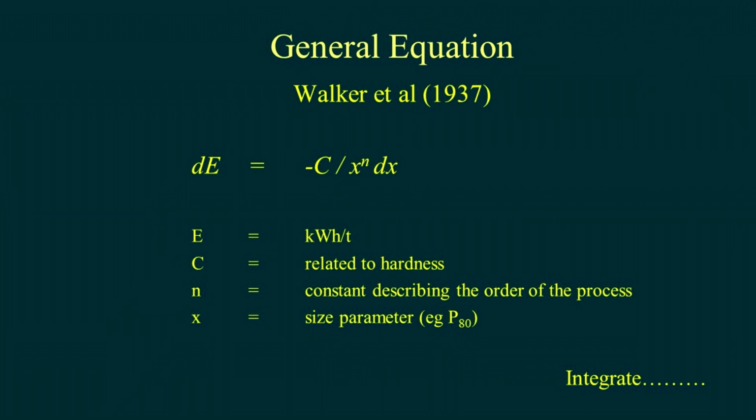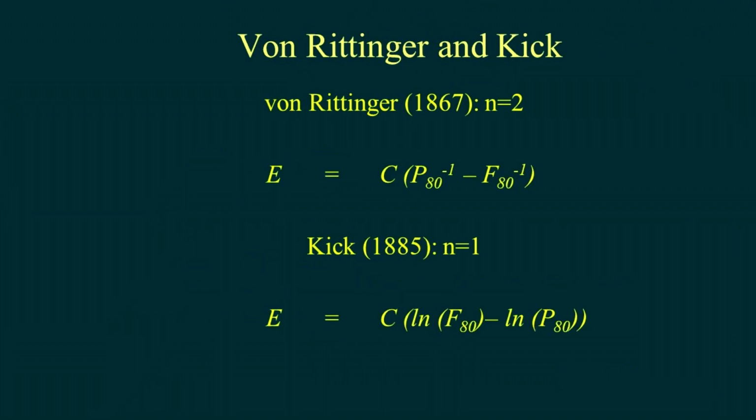If we integrate that, we then set N, the exponent, to 2, you end up with von Rittinger's equation. That goes back to 1867. And what that equation looks like is that specific energy is the hardness, and you can see here it's the inverse of the P80 minus the inverse of the F80. If you put n equal to 1 and you integrate that term, you end up with this guy, Kick, 1885. He said, no, energy size, that's the right form of the equation.